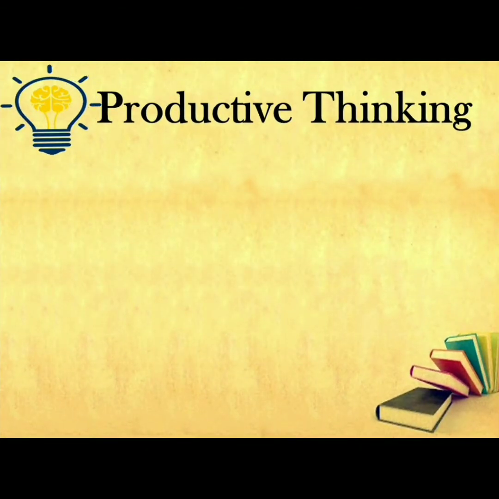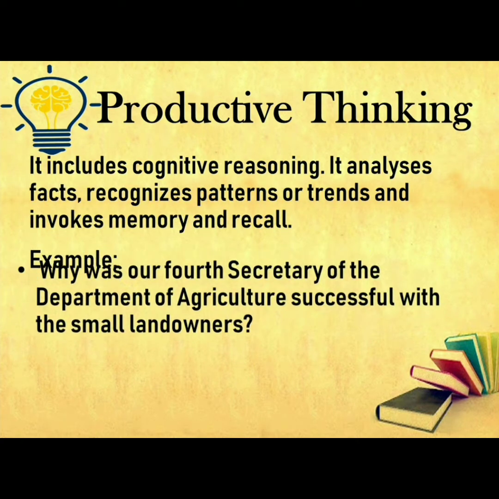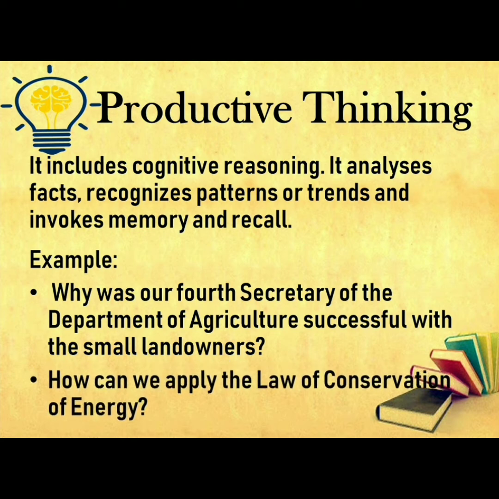Productive thinking. It includes cognitive reasoning, analyzing facts, recognizing patterns or trends, and invoking memory and recall. Productive thinking is a type of questioning that leads students to think more effectively, and students use distinct thinking, both creative thinking and critical thinking. Examples. Why was our former secretary of the Department of Agriculture successful with small landowners? Second, how can we apply the law of conservation of energy? In these questions, students use creative and critical thinking skills to look at the problem and to come up with a better response, answer, or solution.